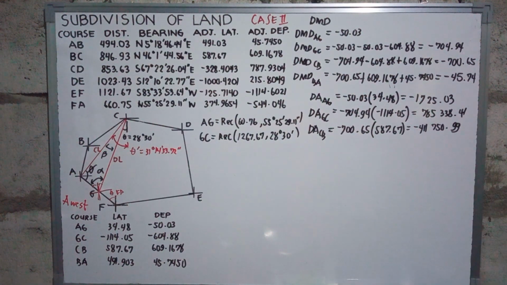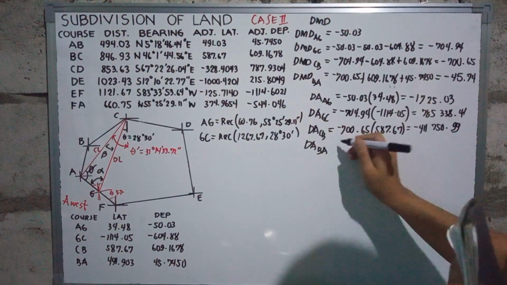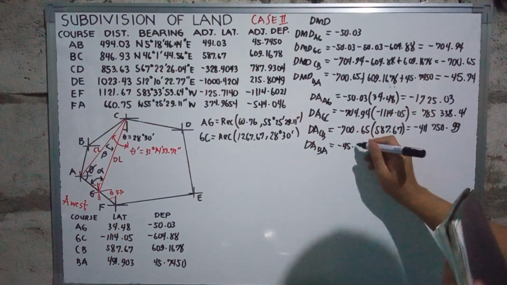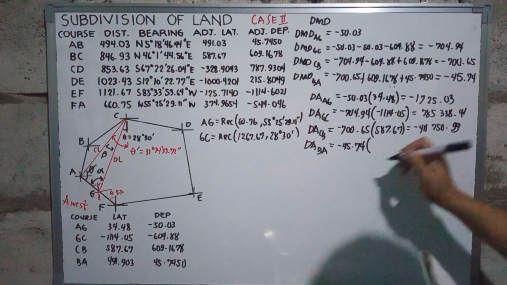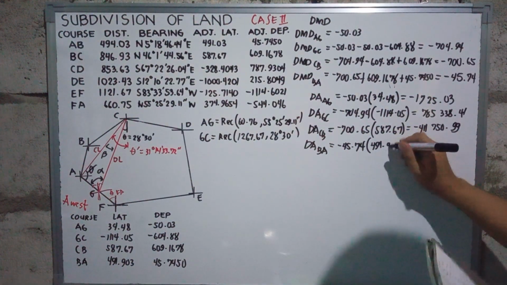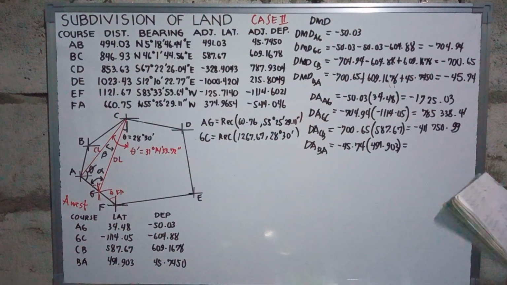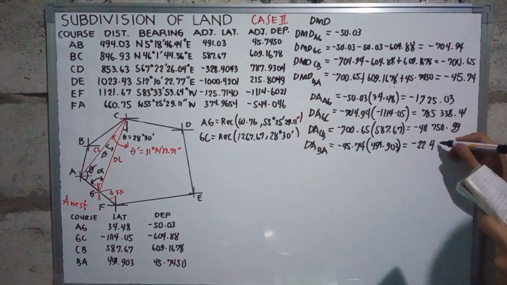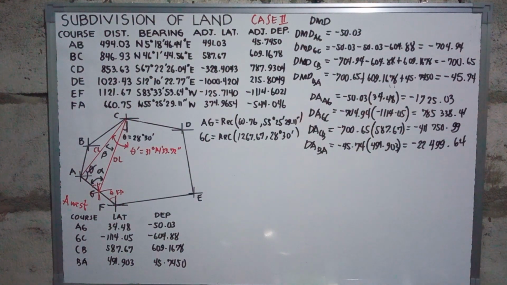And lastly, let's solve for the double area of BA naman. So DMD natin is negative 45.74 multiplied by the latitude, which is equal to 491.903. So that will be equal to negative 22,499.64. So, kunin natin yung area west natin.